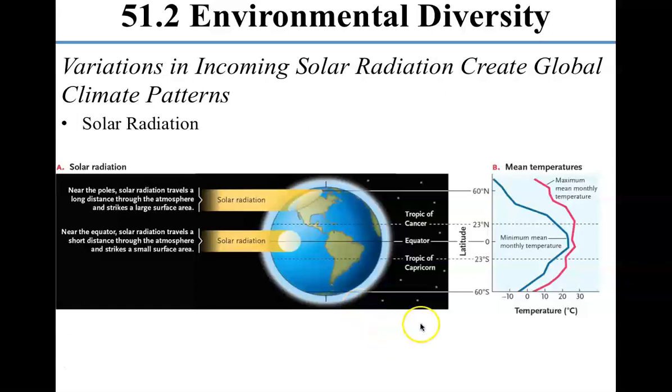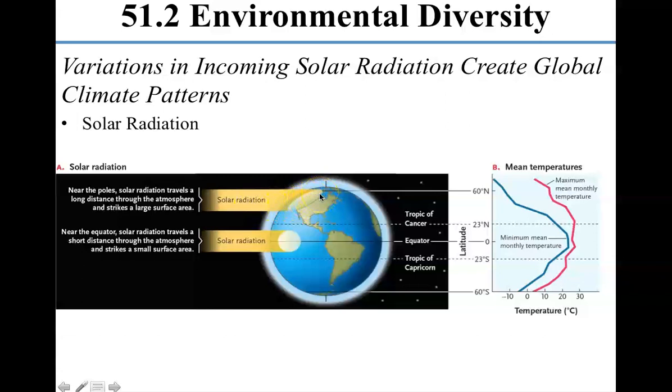They hit different parts of the Earth with different intensities. So in this picture from your book, you can see that here at the equator, the sunlight is shining directly on the equator, and so the sunlight is rather focused on a relatively small area. Up here closer to the poles, because of the curve of the Earth, the solar radiation hits the surface of the Earth and it gets spread out over a larger area.